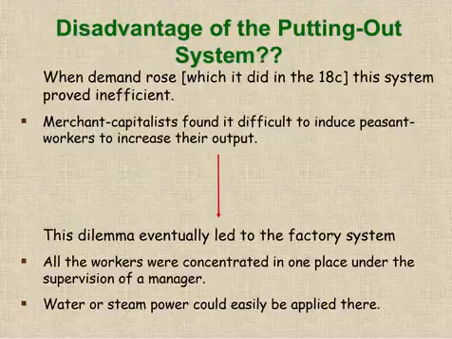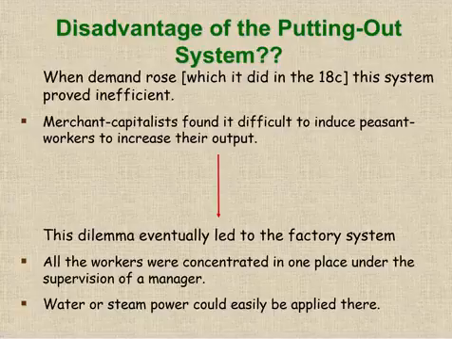Now, there were also disadvantages. When demand rose, this system is going to be kind of inefficient. Merchant capitalists found it difficult to induce peasant workers to increase their output. The peasants are going to work as fast as they wanted to work, and there really was no way for the merchants to force them.